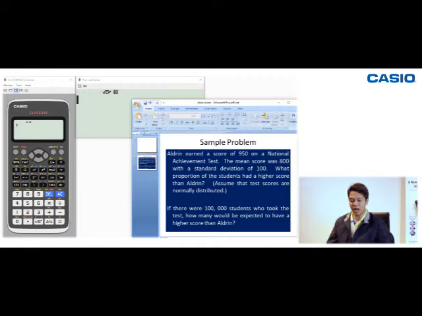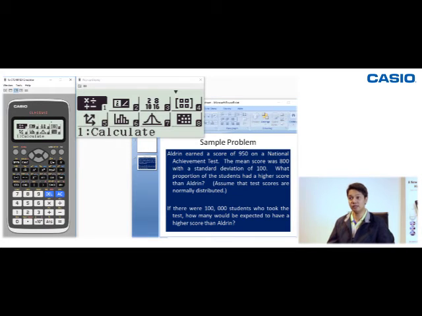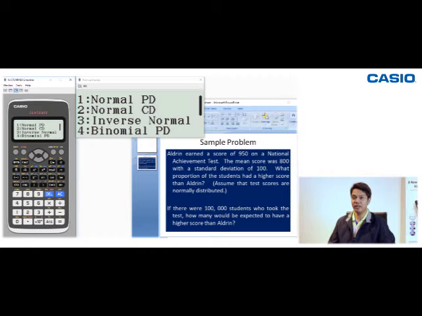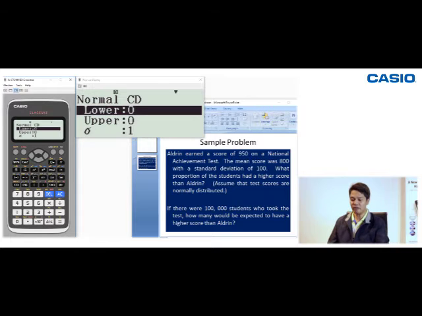Now, if we're going to use the Class Quiz, we need to activate the statistics mode, and this is 7. So when you press 7, we will use the normal cumulative distribution, and that is number 2. We are now being asked for the given information. We have two different solutions here. I'm going to show you first the normal way of solving this.